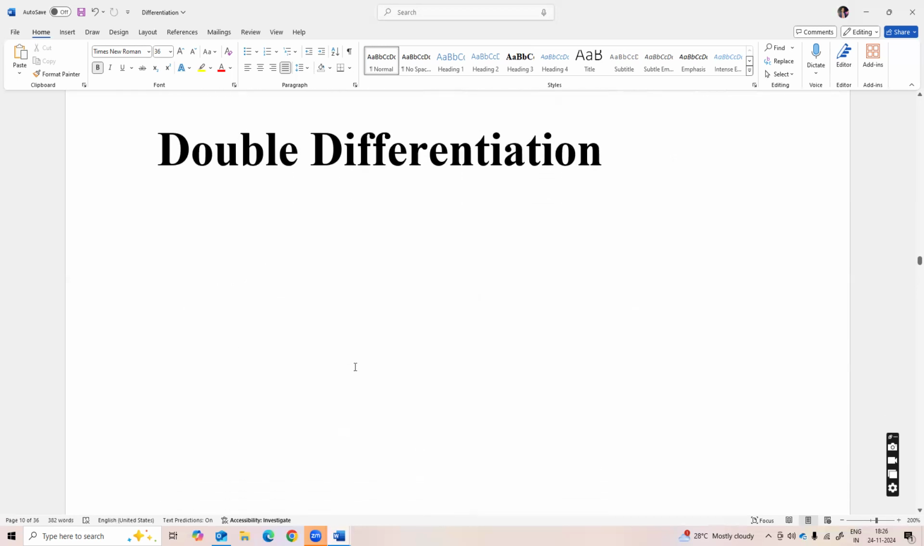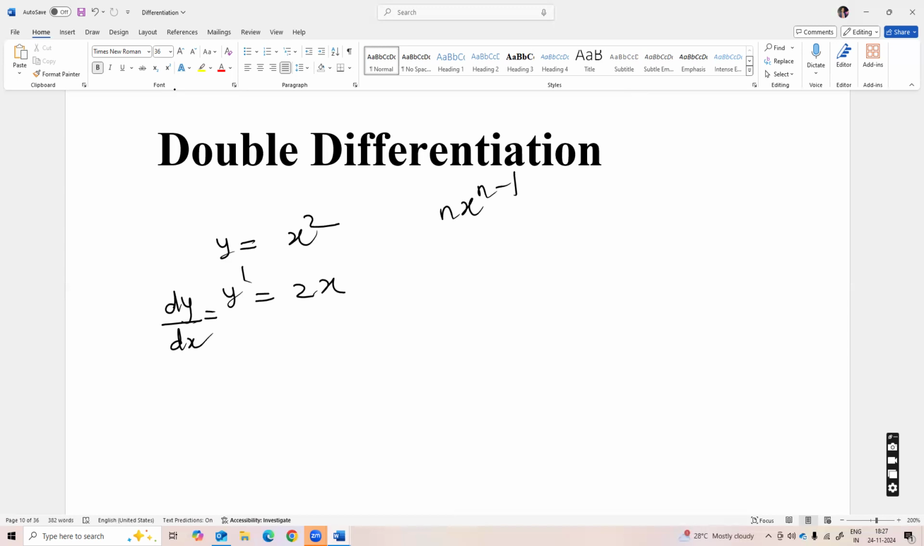Now let's move to double differentiation. Let's say we have y is equal to x square. For the first differentiation of y, we find n into x to the power n minus 1. So here y dash is basically 2 into x. So dy by dx, represented as y dash, is equal to 2x.